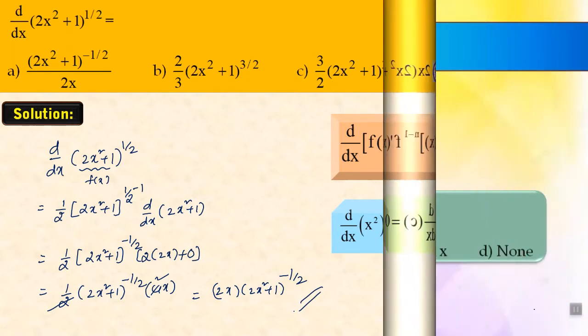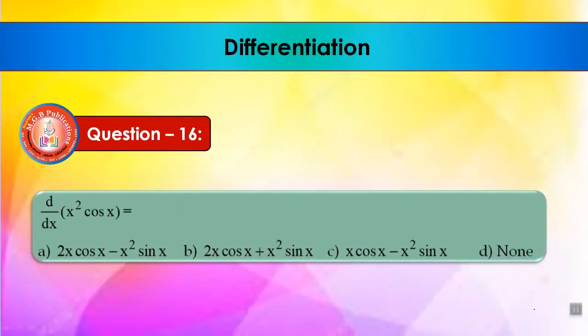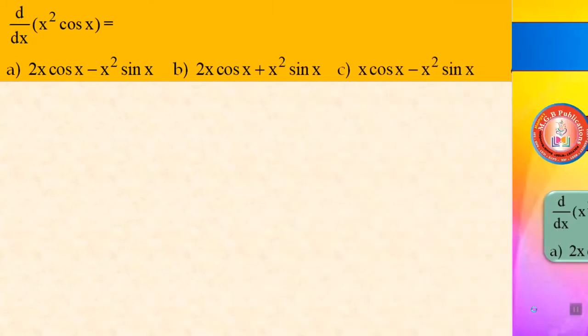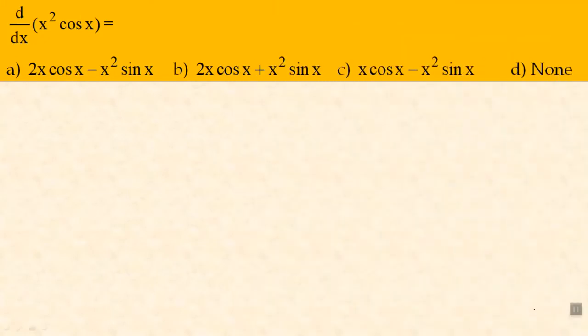Dear students, see the question number 16. Read the question and write it. The question is d by dx of x square into cos x is equals to. Options are 2x into cos x minus x square into sin x, 2x into cos x plus x square into sin x, cos x minus x square into sin x, none.